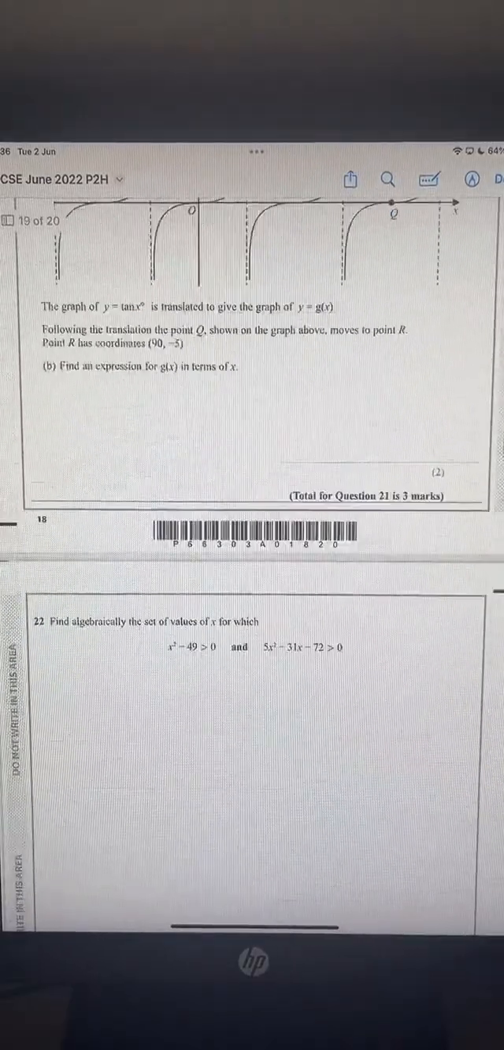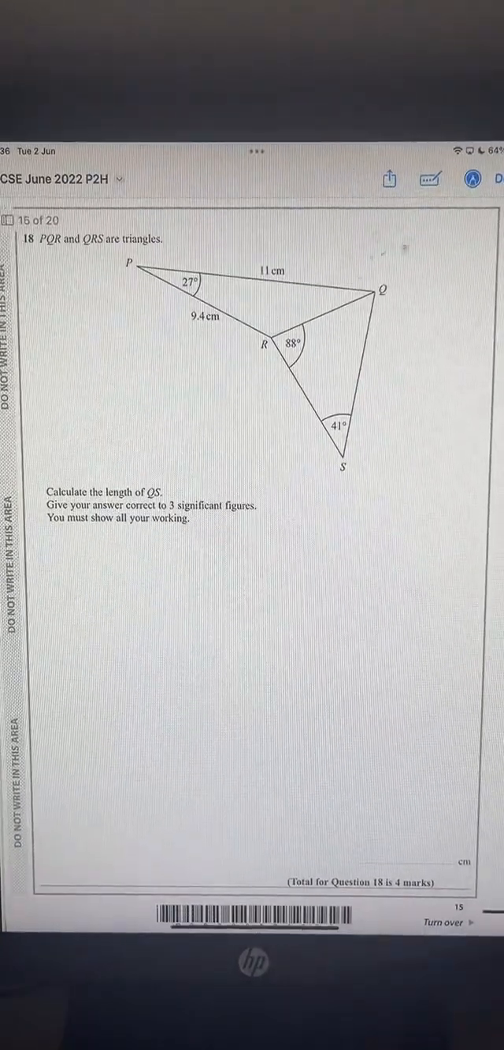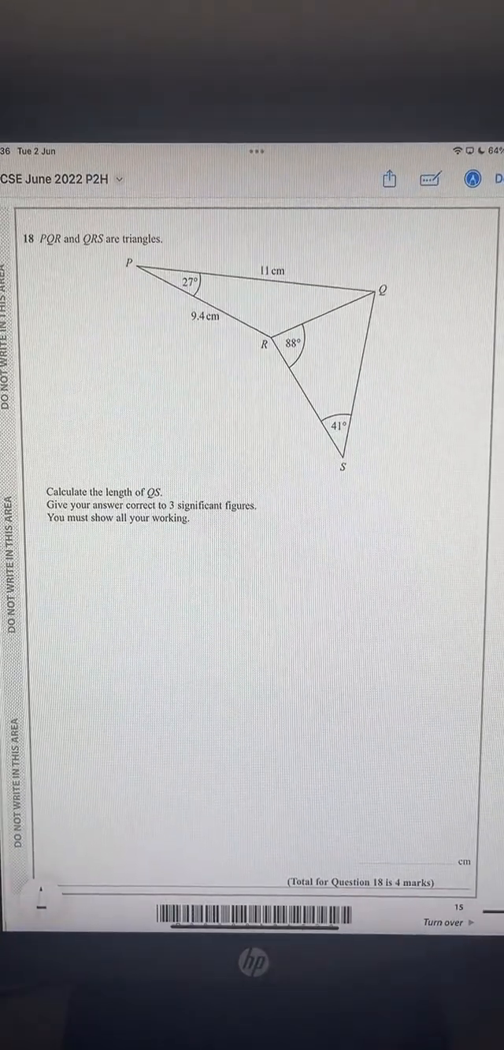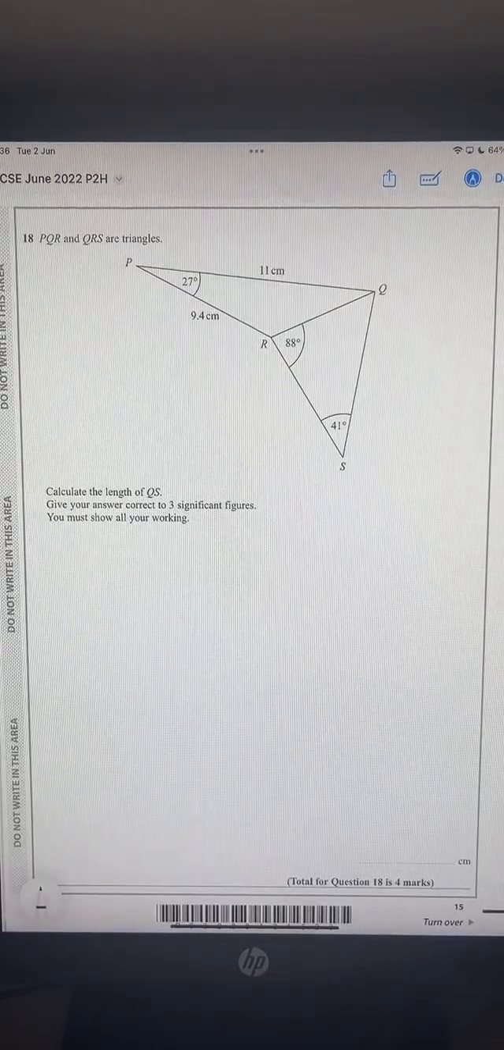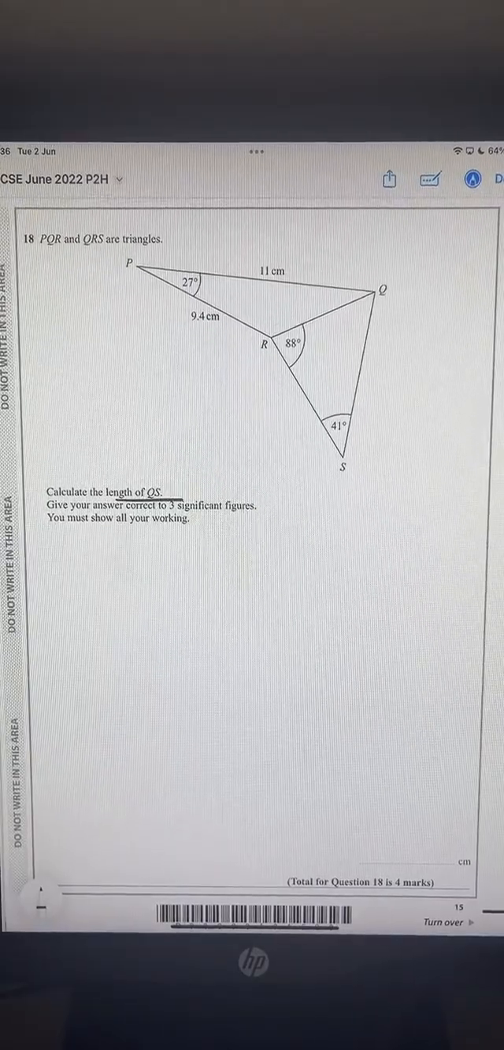Question 18, 19, 20, 21, 22. Okay, got 24 minutes to get this done before the A-level people come in. Nice. Question 18, in my opinion, is a very nice question. We have 2 triangles. Thanks for all the likes, guys. I appreciate it. We need to calculate the length of QS.